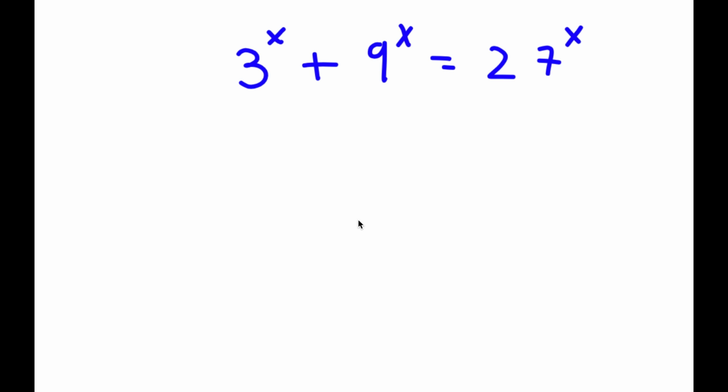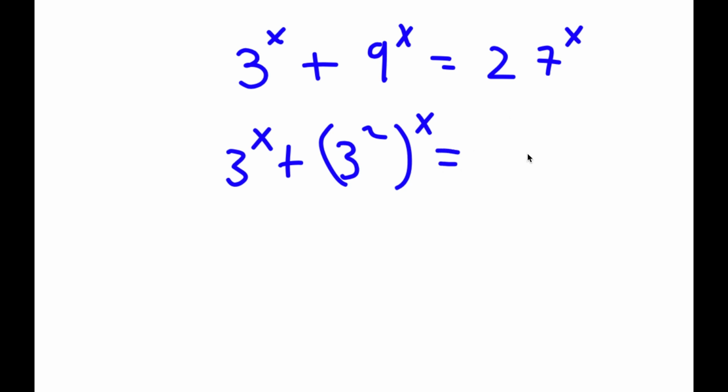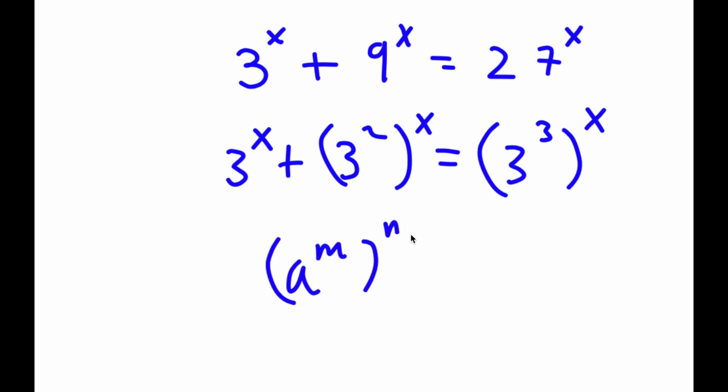Alright, so in this problem, I have 3 to the power of x plus 9 to the power of x is equal to 27 to the power of x. To solve this, I'm going to first start by rewriting 9 to the power of x as (3 squared) to the power of x, and 27 to the power of x as (3 to the power of 3) to the power of x. Now, if I have something in the form a to the power of m to the power of n, this is the same thing as a to the power of n to the power of m.